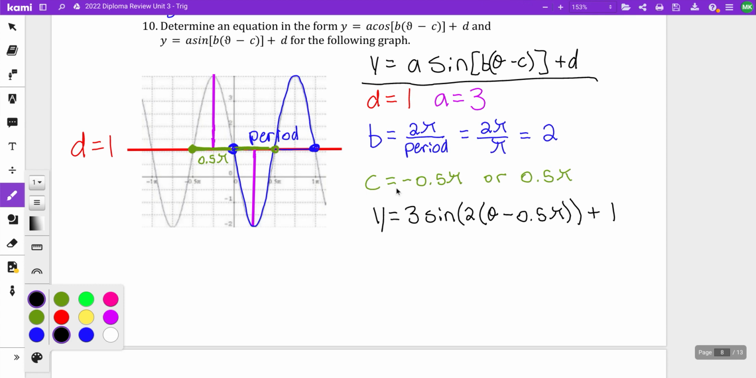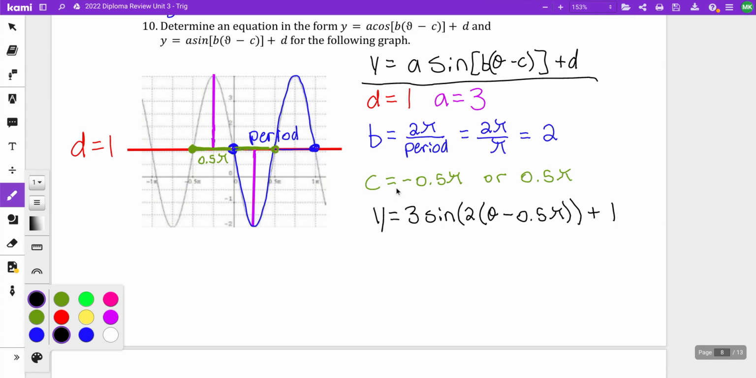It's a tricky one. I could vertically reflect that graph. If I did a reflection of this graph, it would have just flipped upside down. And then my starting point would be in the right spot already, because then I would go from here up, and I wouldn't even require a C value anymore. So you also could have said that was a negative 3 as my A value.